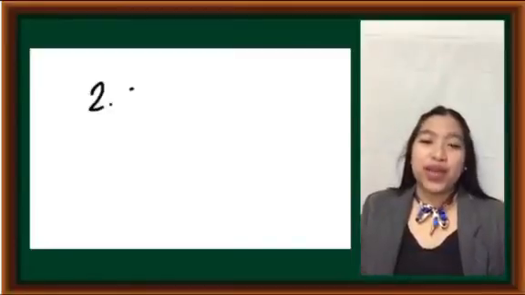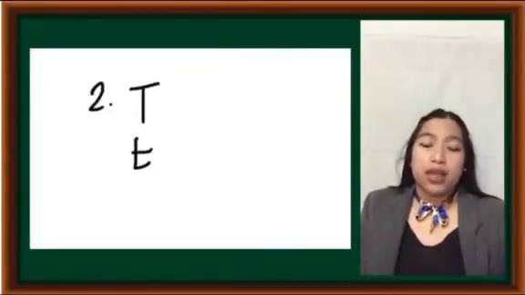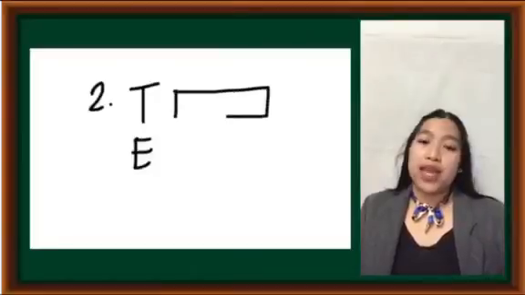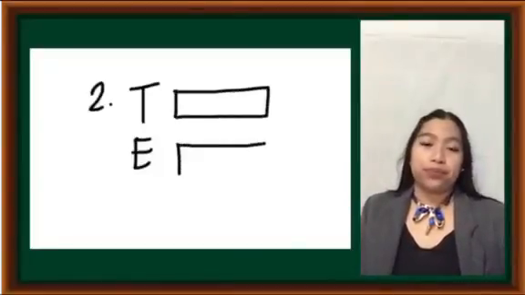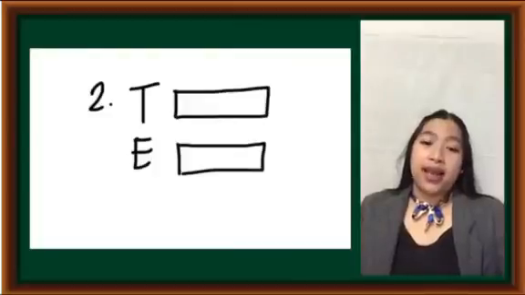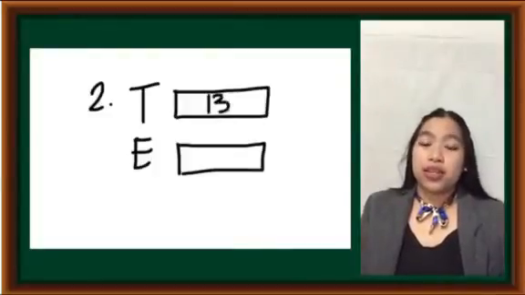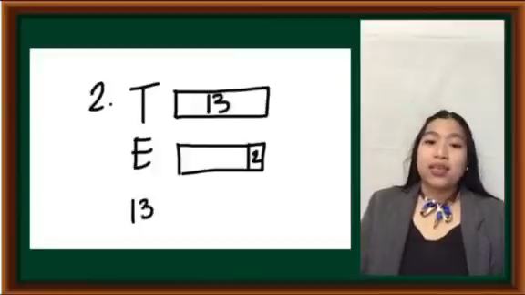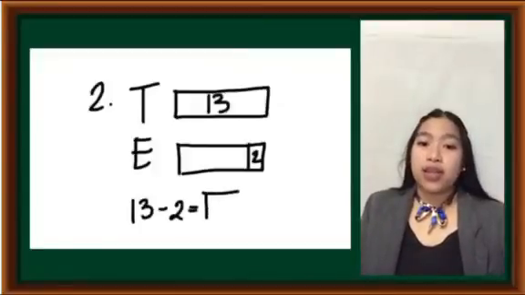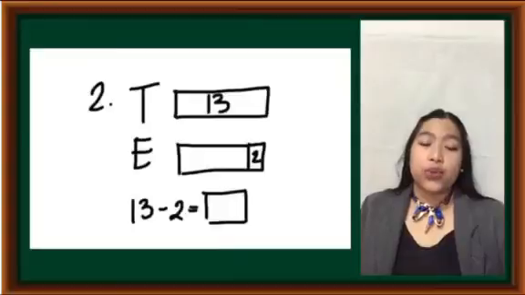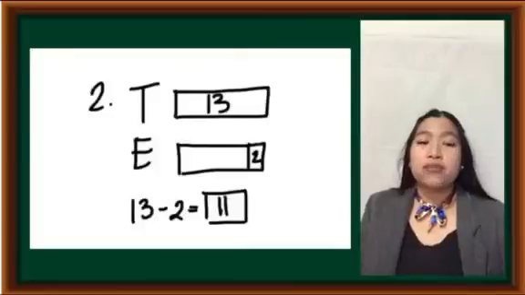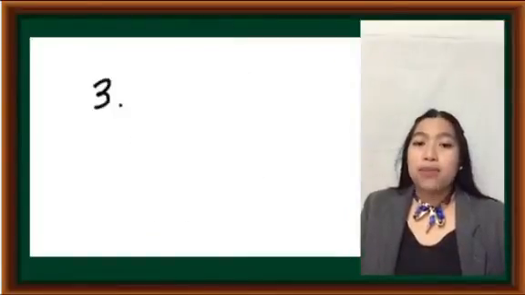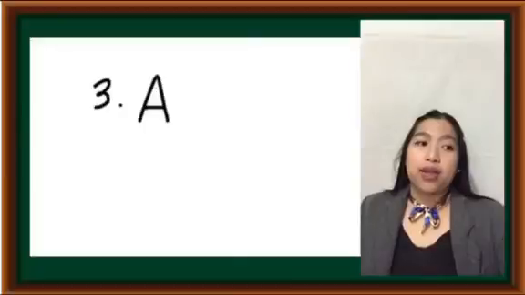So, for number 2, again, let's label first. T for Tamra and E for Emmy. Next, we draw a tape diagram. And then, it is stated that Tamra decorated 13 cookies. And Emmy decorated 2 fewer cookies than Tamra. And then, to get how many cookies Emmy decorated, we will subtract 13 and 2. So, 13 minus 2 is the unknown. So, when we subtracted, 13 minus 2 is 11. So, Emmy decorated smaller amount than Tamra.